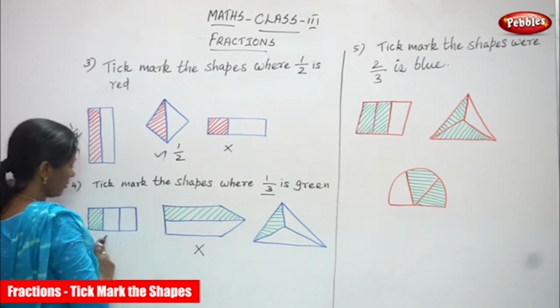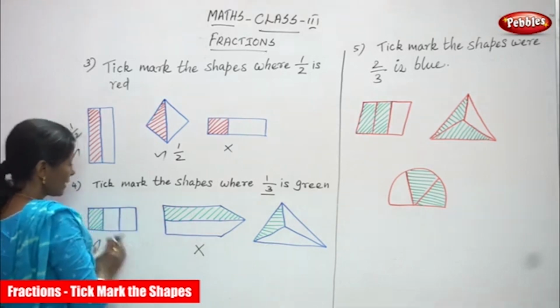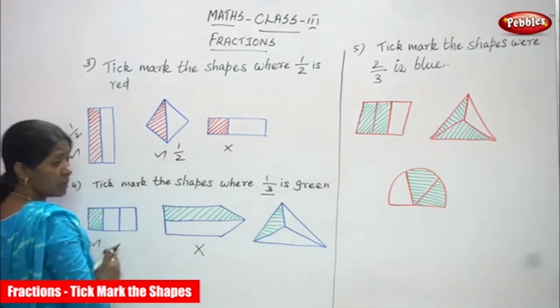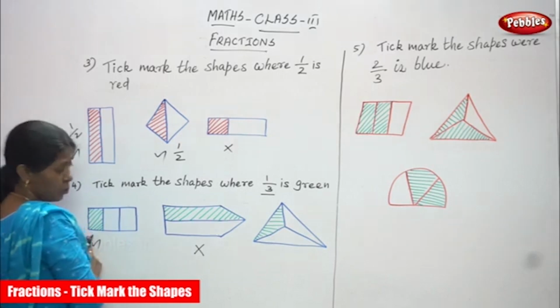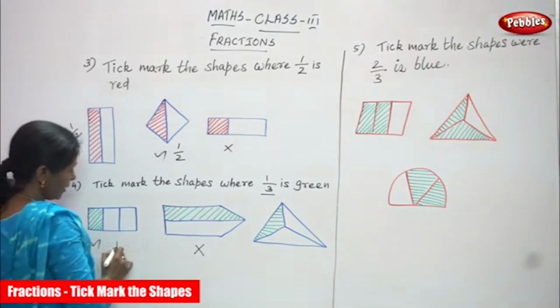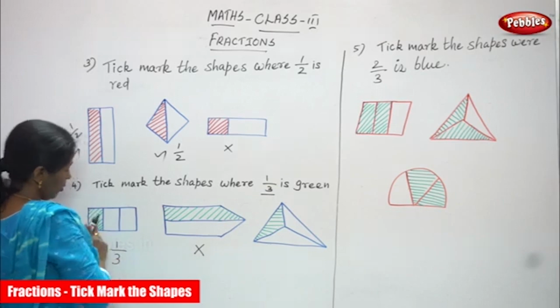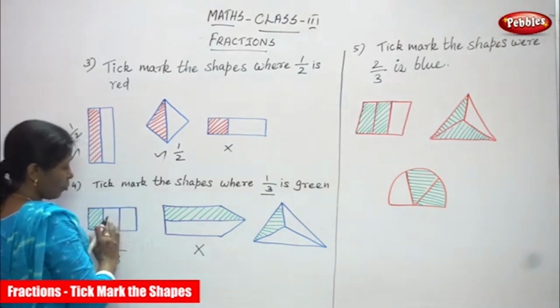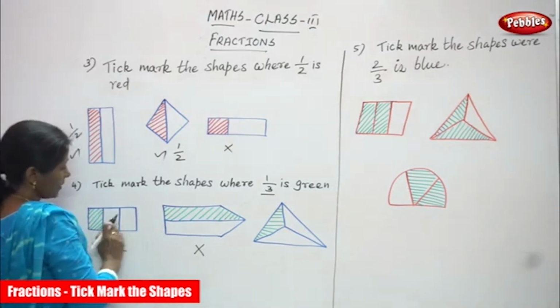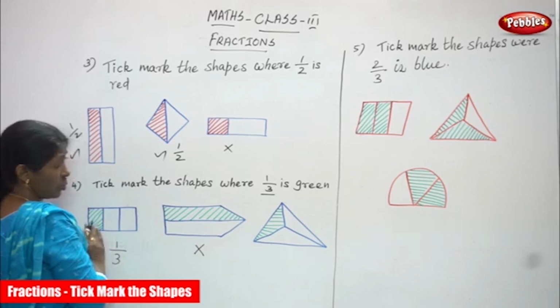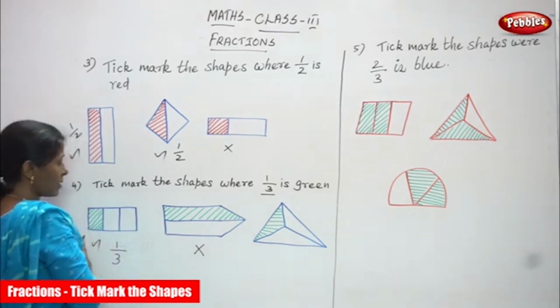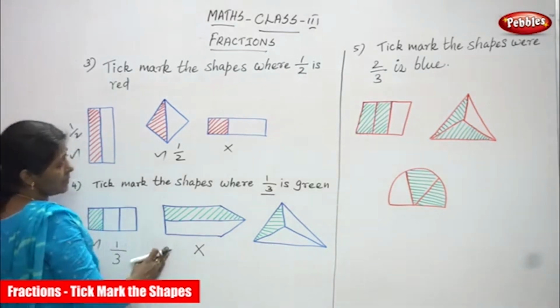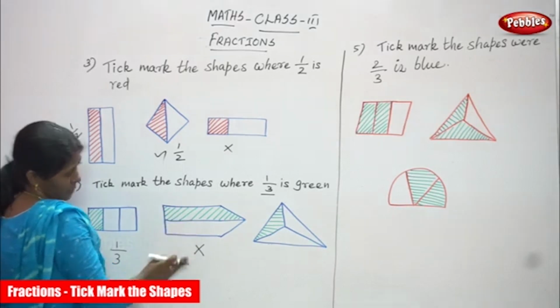I'll repeat once again. First diagram is a rectangle. I cut into three parts, but shaded only one part. So 1 by 3 comes. One part is in green color, other two parts are in the same white color. I cut into three parts, but shaded only one portion, only one part is in green color. This diagram I cut into two parts only.